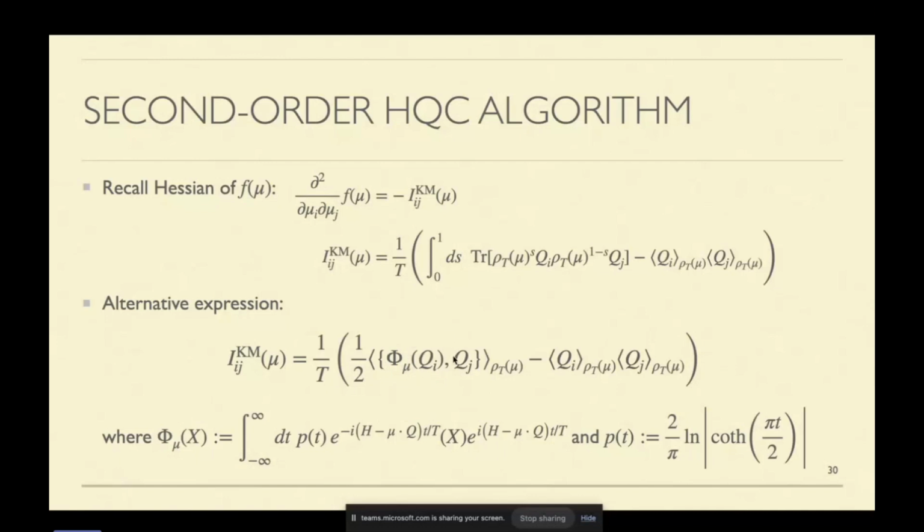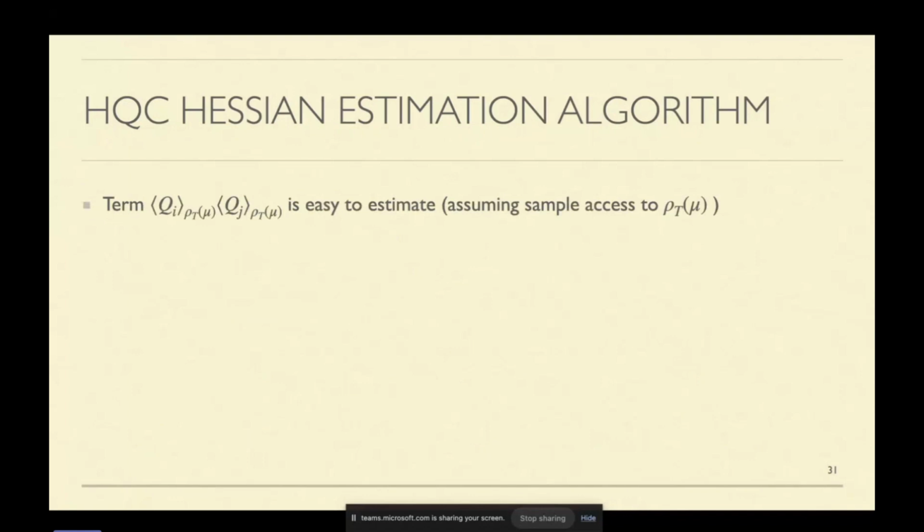So with that, that tells us a quantum algorithm to estimate this quantity, and in turn gives us a quantum algorithm to estimate the Hessian. These ones are easy to estimate. It's again just expectations of observables for thermal states. Easy in principle if you have a good thermal state preparation algorithm. So then the quantum algorithm to estimate these terms looks like this.